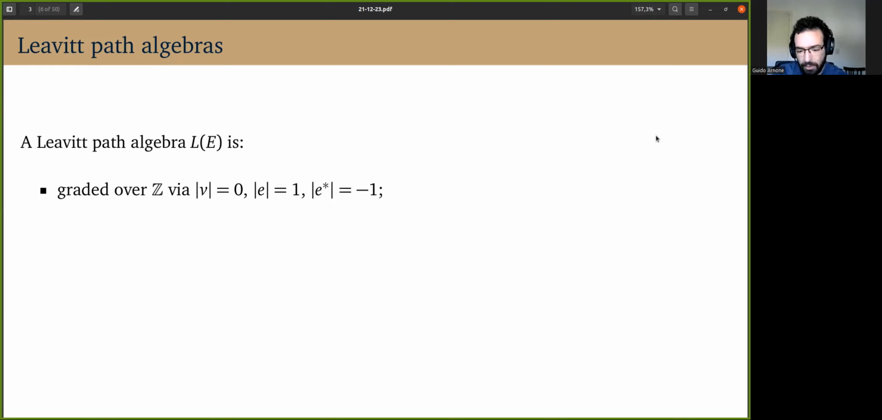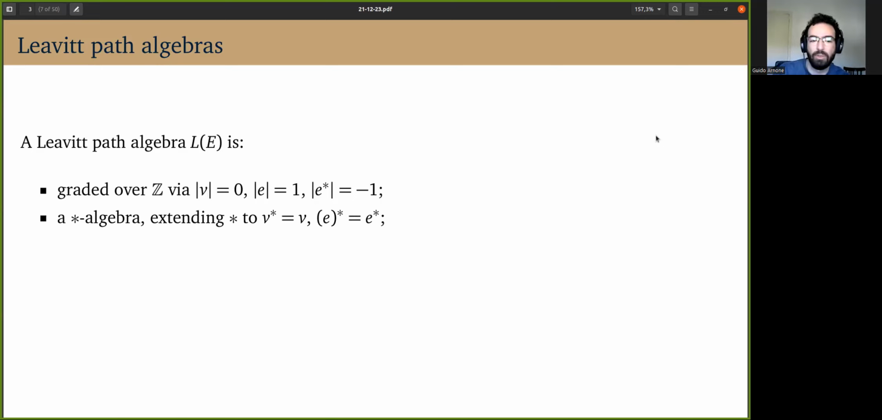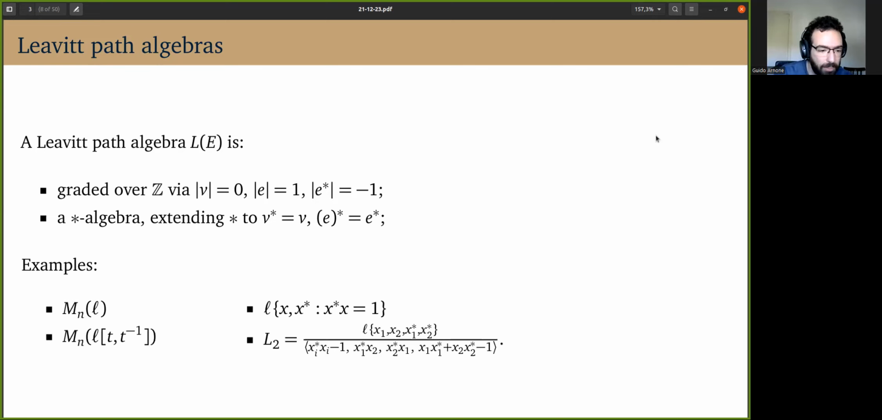So this is the main structure that we will care about in this talk when talking about Leavitt path algebras. Let me just briefly mention that they are also star algebras. This assignment between original edges and the formally added ones gives you an involution, so it actually extends the involution of L to the whole algebra, although this will not be very important today. And just in case you haven't seen them before, some examples would be matrix rings over the base ring or polynomials over that ring, Laurent polynomials actually.